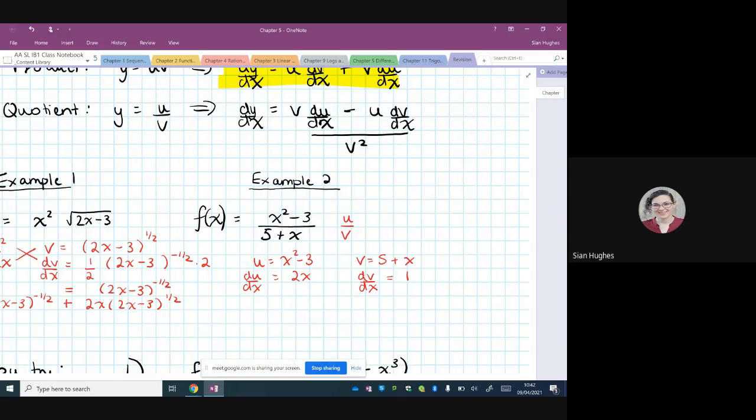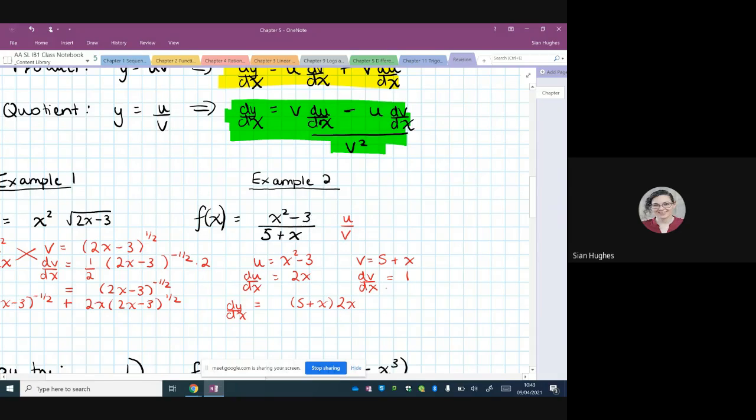Now, the quotient rule looks different, so this time we're following this one. It looks a little bit more complicated. You just have to take a bit of care when substituting the things in. So dy by dx is v du dx, so (5 plus x) times 2x, minus u dv dx, so 1 times (x squared minus 3).